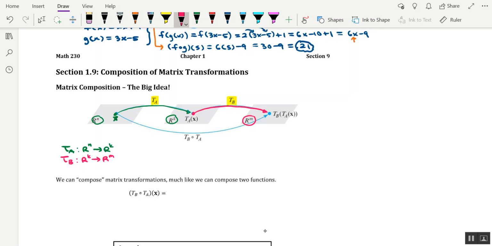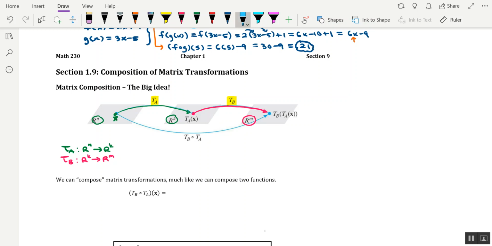So that's one way of handling a matrix composition. You could apply each transformation on its own to take the vector x from n space to m space. Alternatively, what you could do is figure out what the matrix transformation would look like without an input vector first, and then apply the resulting composition standard matrix to your input vector x.